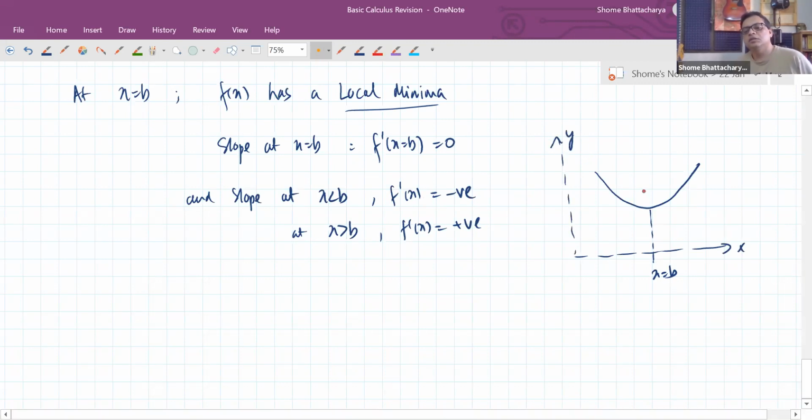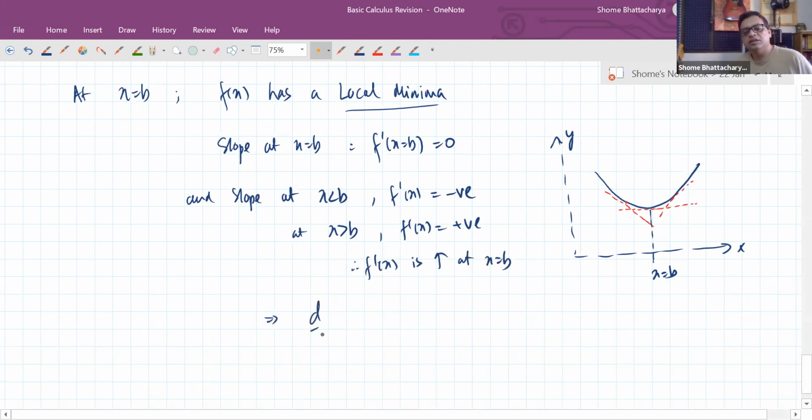So if this was that dip point where x is equal to b, you can see that the tangent drawn at the point b will have a 0 slope, but the tangent drawn just before b will have a negative slope, and the tangent drawn after b will have a positive slope. So the derivative of the function is increasing in nature at x equal to b.